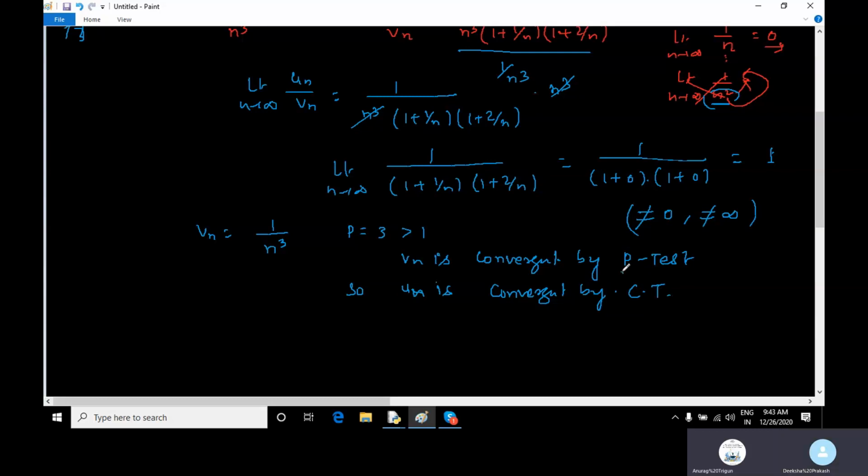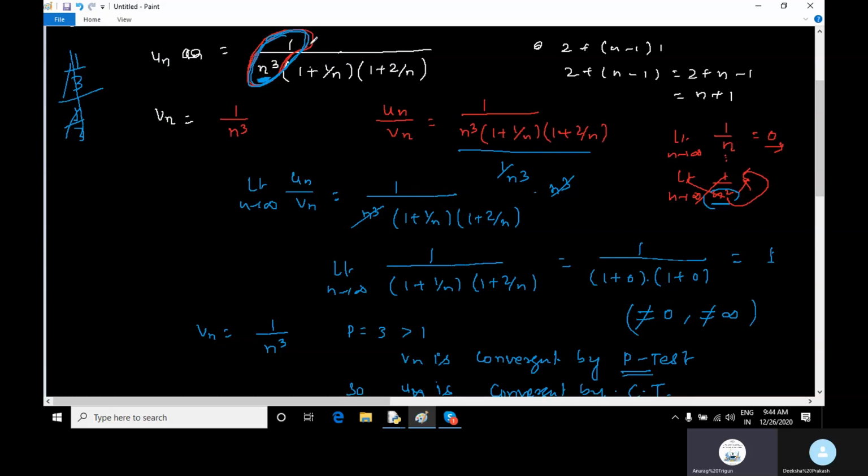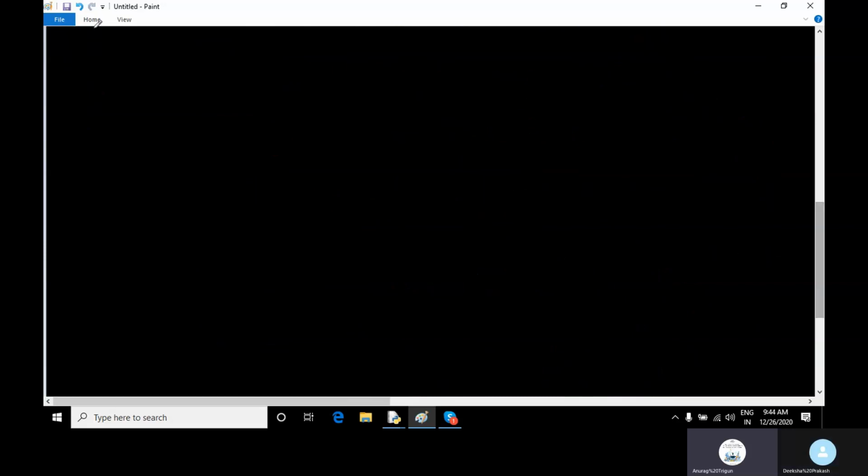Okay, so this is where you have to write the P test statement. Any doubt in this? No, sir. So this is how we have to do it here. For Vn, always keep in mind, whatever power is given, that will be taken as the outset. I'll do one more problem, then you'll understand.